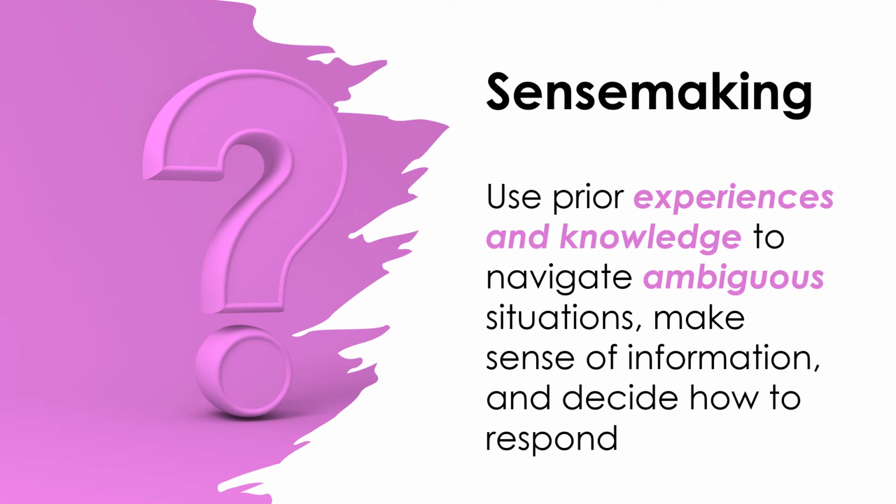For example, sense-making is a construct in educational leadership. It refers to how people or groups use prior experiences and knowledge to navigate ambiguous situations, make sense of information, and decide how to respond. But what are the specific psychological and social processes by which leaders process the information? What are the mental processes that leaders use to navigate ambiguity?